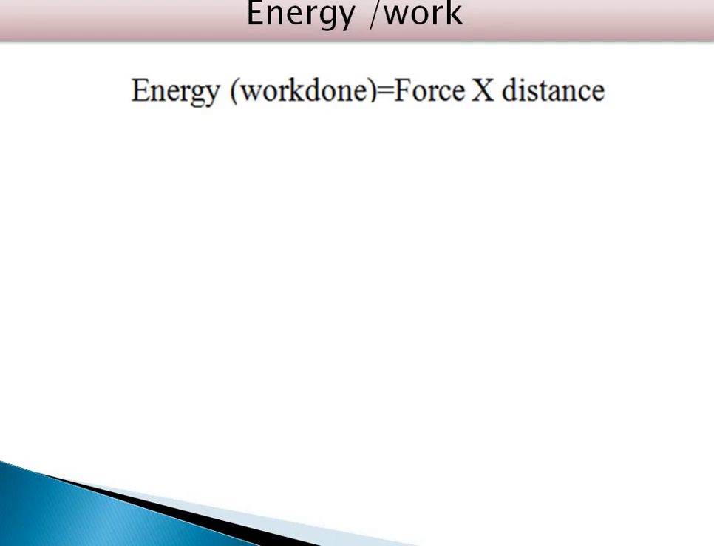What is work? Work done is nothing but force into distance. Energy expenditure can be given as force into distance. Now what is the unit for force? Force is measured in a Newton, and distance is measured in a meter. Okay, so energy can be given as Newton meter, which is also known as joule.